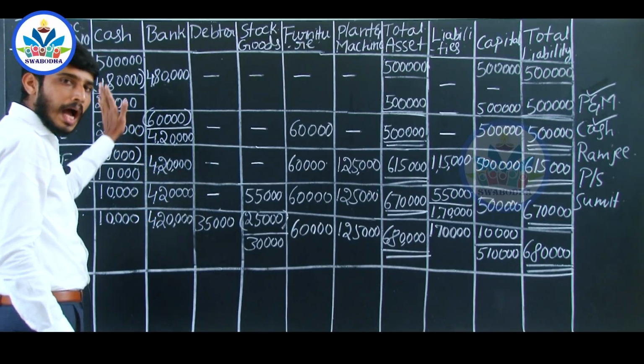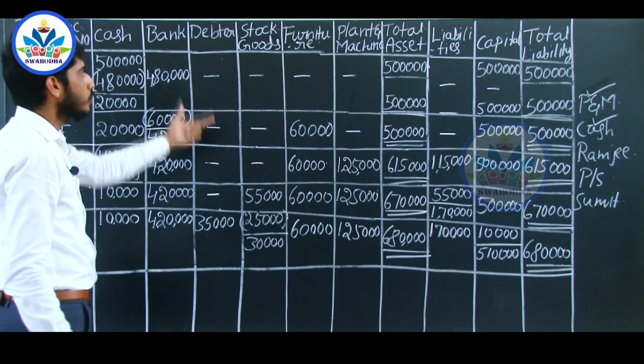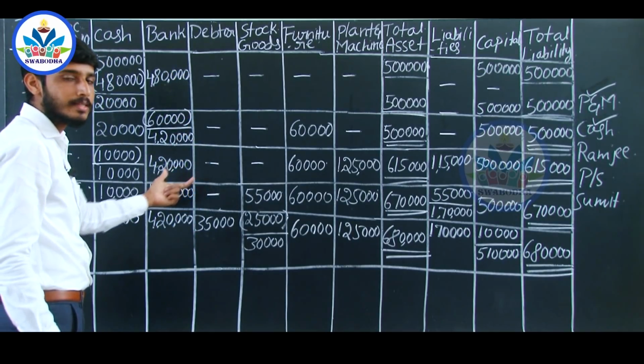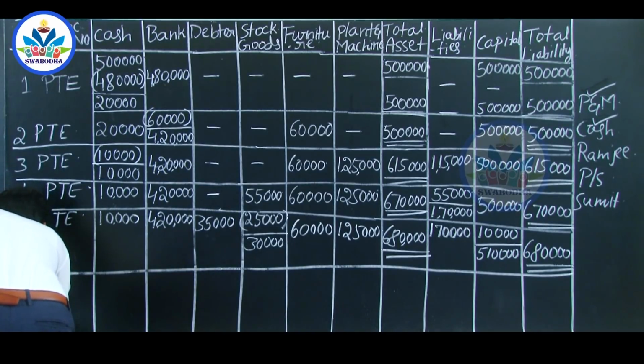So, all the transactions are being recorded, all the 5 transactions related to business are being recorded. After recording all the transactions, you have to write the final balances of all the accounts, that is the final equation.